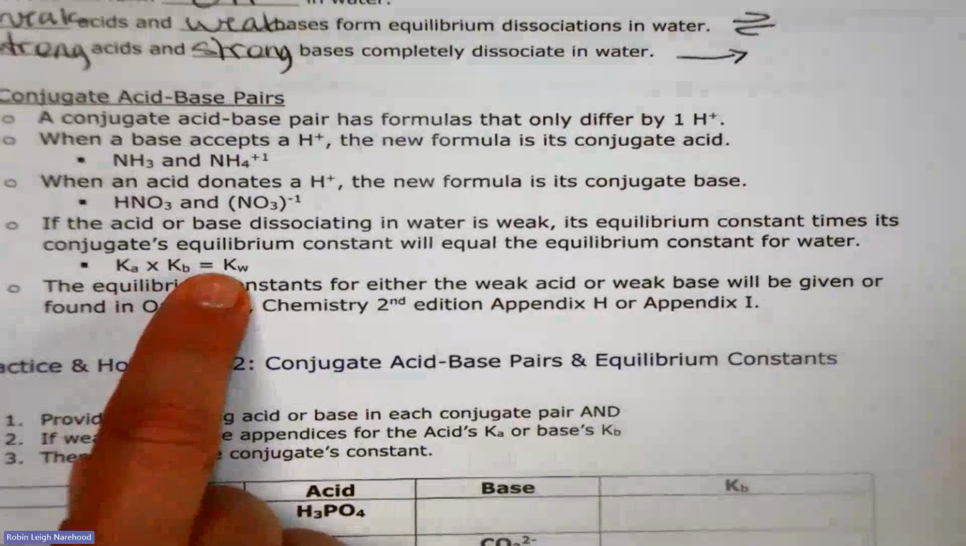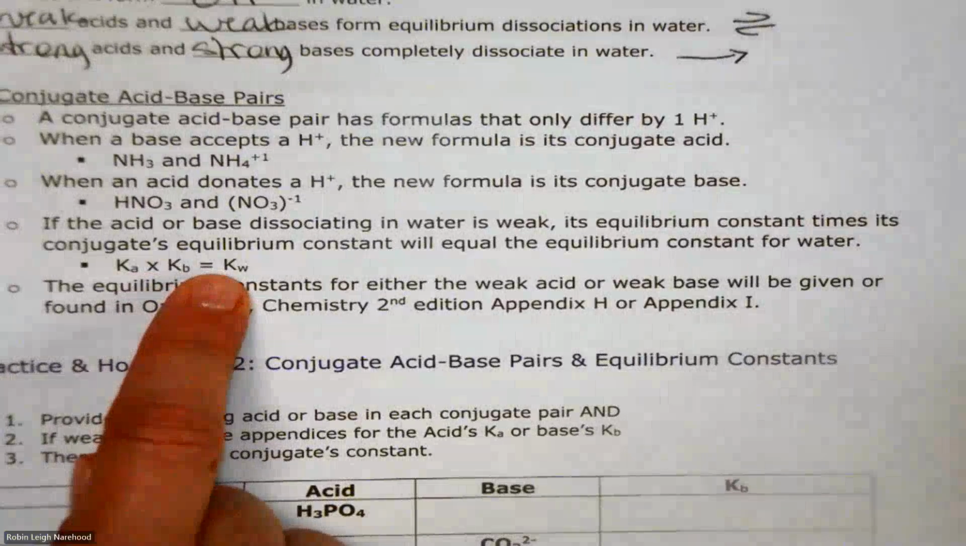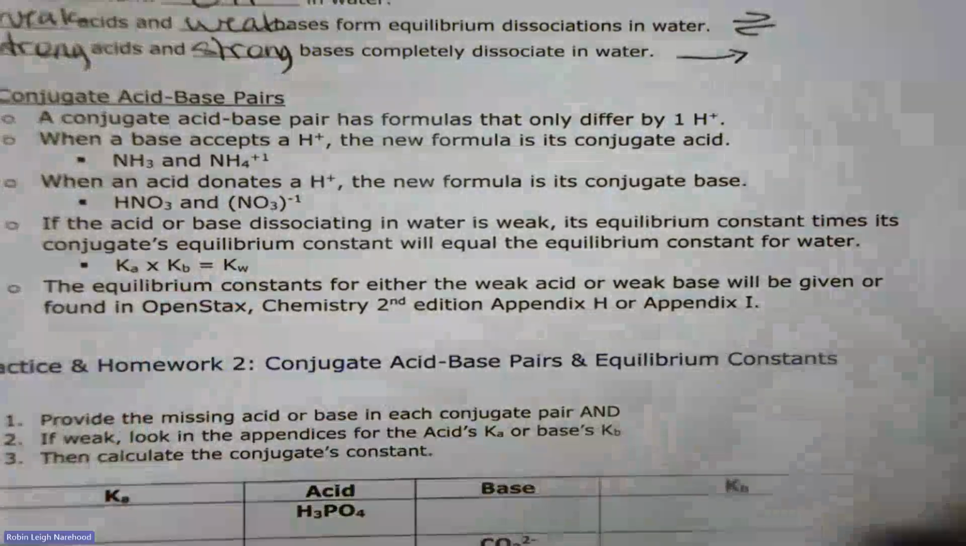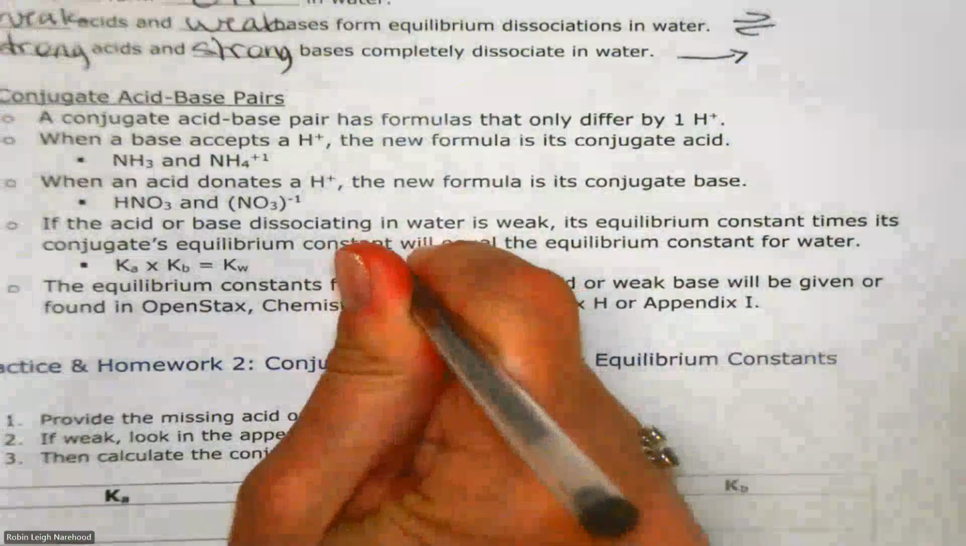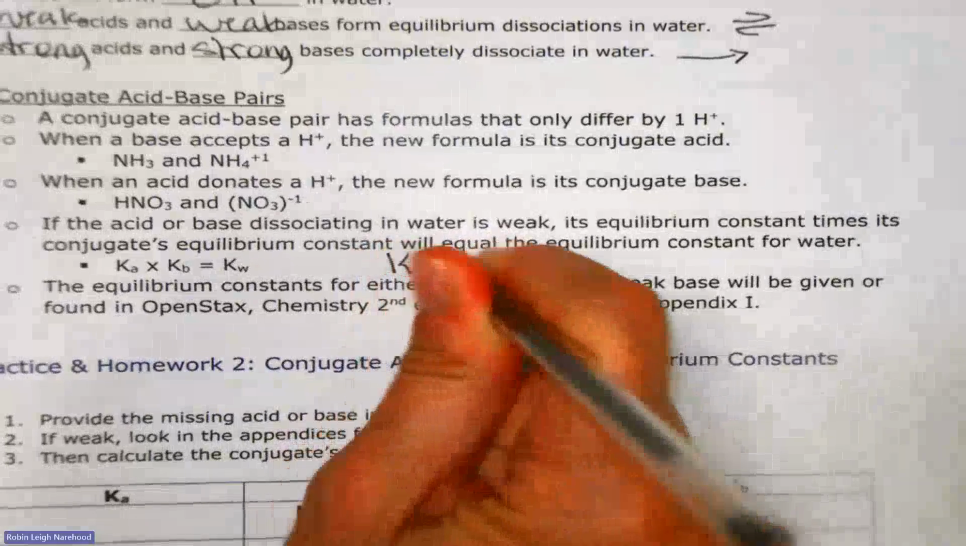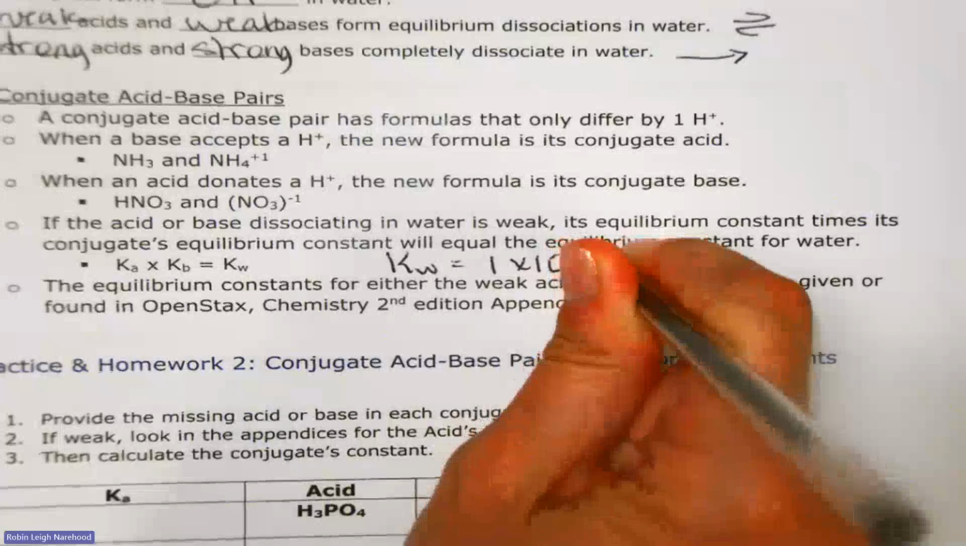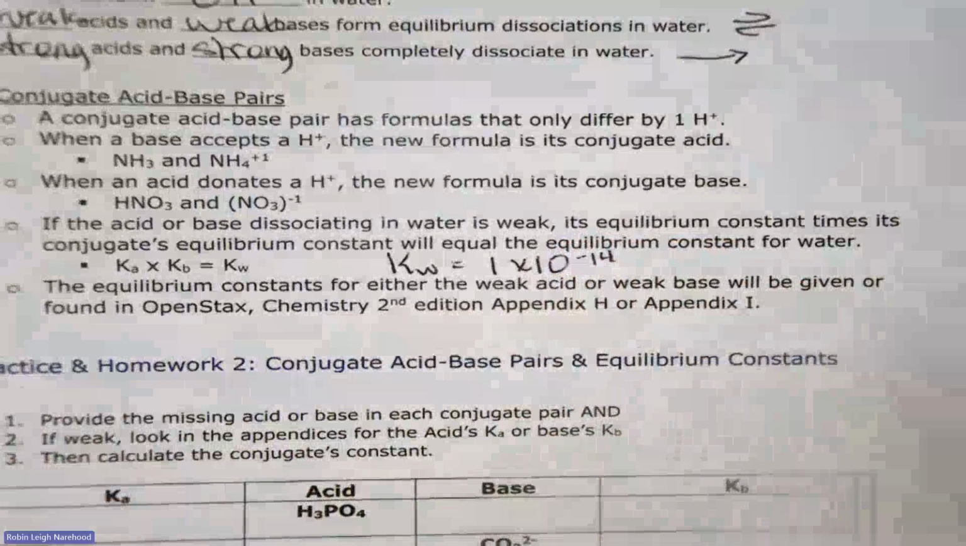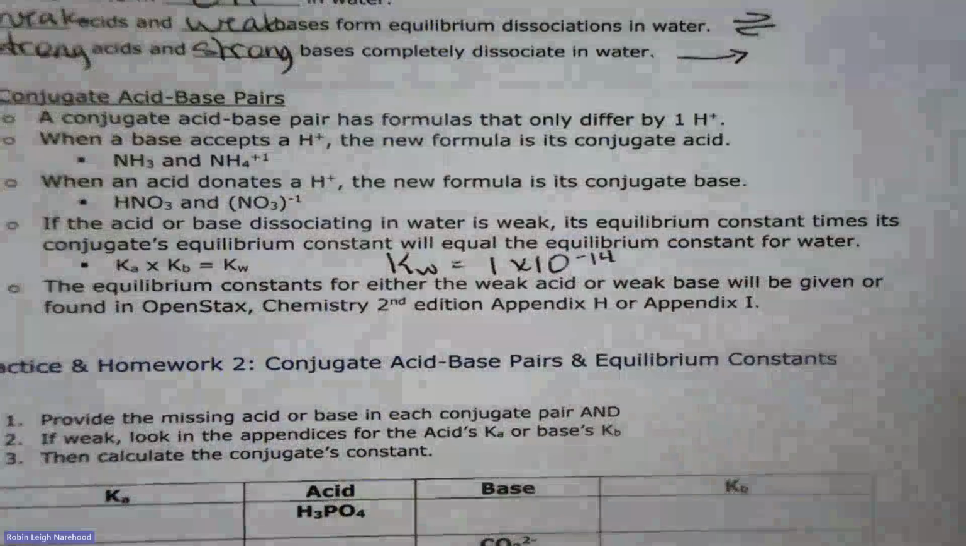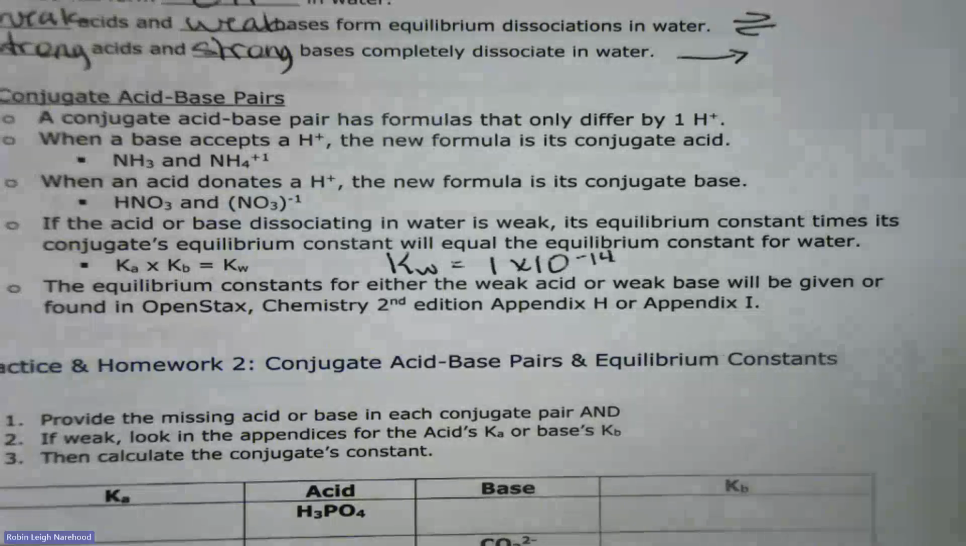So does anybody remember what Kw stands for? That is the equilibrium constant for water. So that was on the first or second page of our notes this week. That is 1 times 10 to the negative 14 when it's 25 degrees Celsius. So we're just going to keep everything at like a 25 degrees Celsius situation to make it easier.